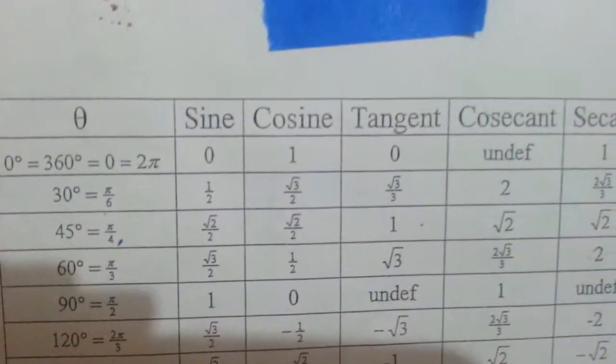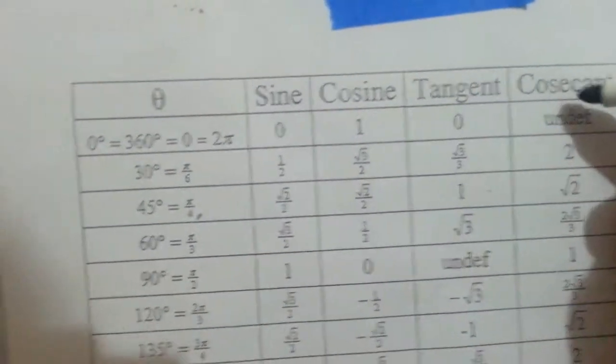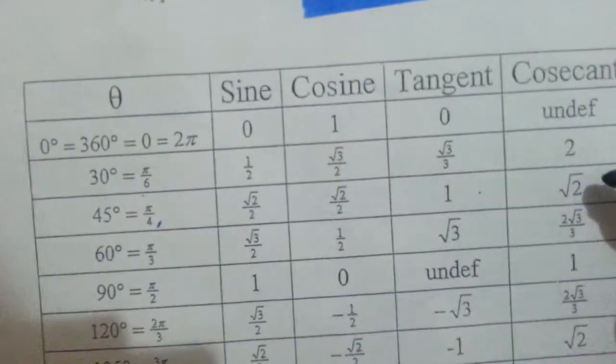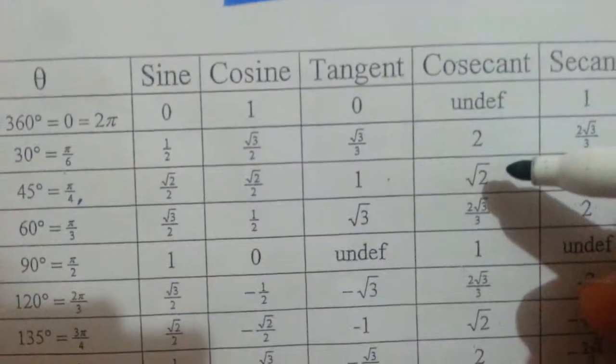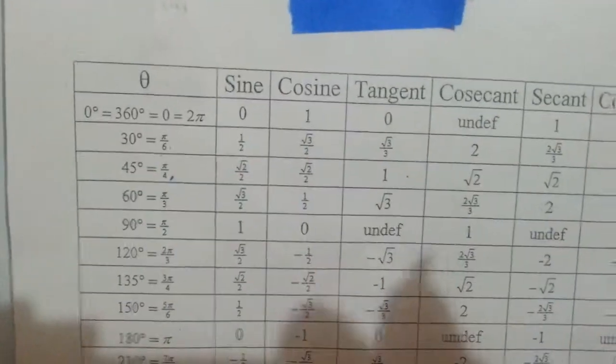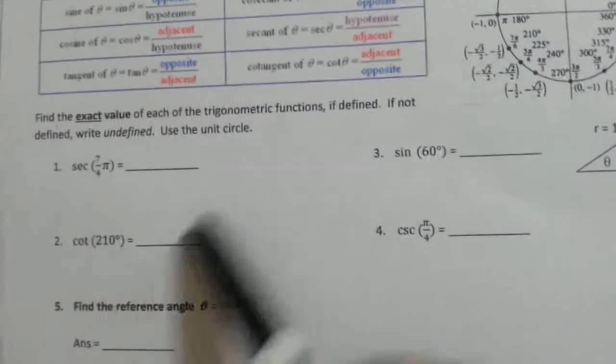Alright, using the table, we want the cosecant of pi over 4. Where's the cosecant? Cosecant's over here. And pi over 4 is right here. The cosecant of pi over 4 is the square root of 2. So, there you go. Alright, we went ahead and we solved these 4.